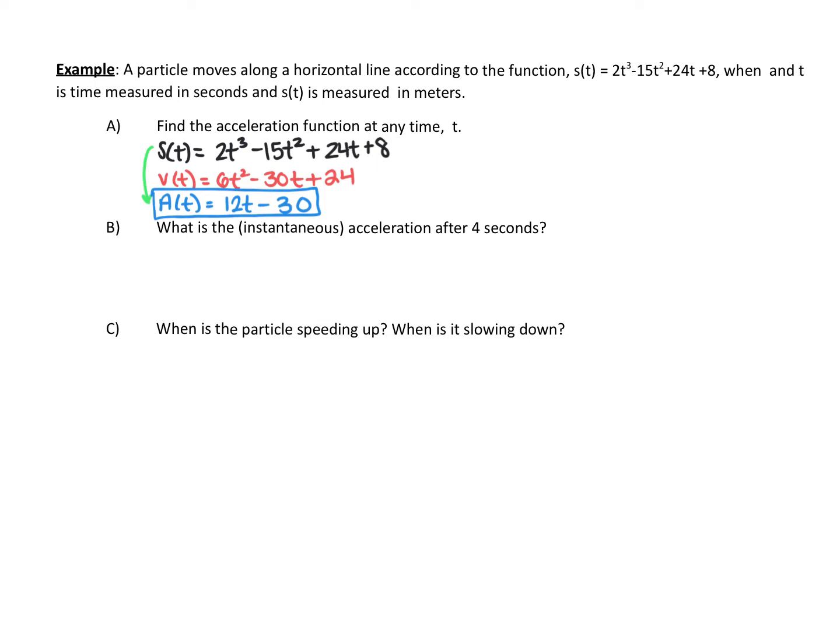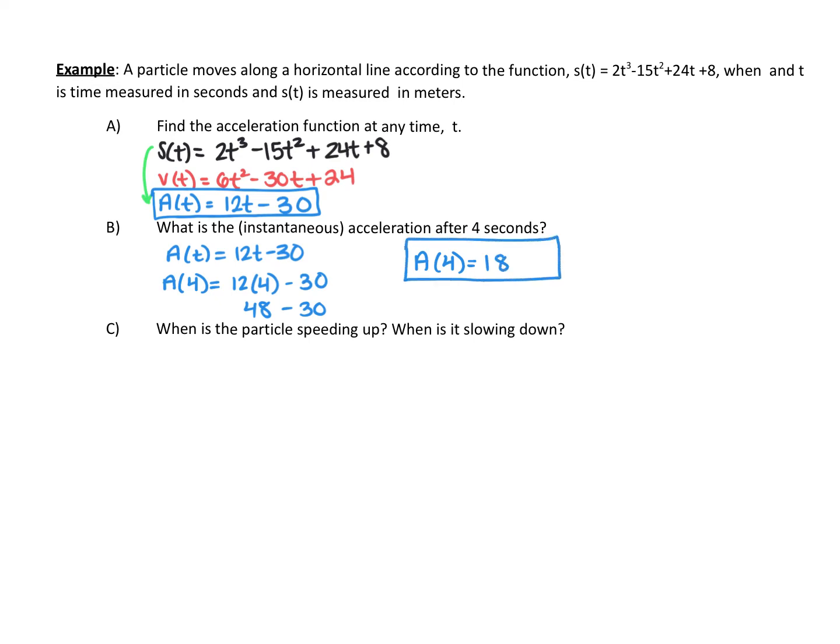So what that means is at exactly 4 seconds, what is my acceleration going to be? So we're going to plug 4 into my acceleration function. So 12 times 4 minus 30. So 48 minus 30 is 18. So acceleration at 4 seconds is 18. And if you want to use proper notation, it would be meters per second squared. Okay, so part C, I'm asking you, when is the particle speeding up and when is it slowing down?